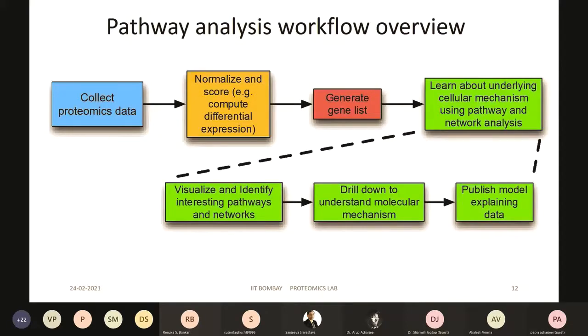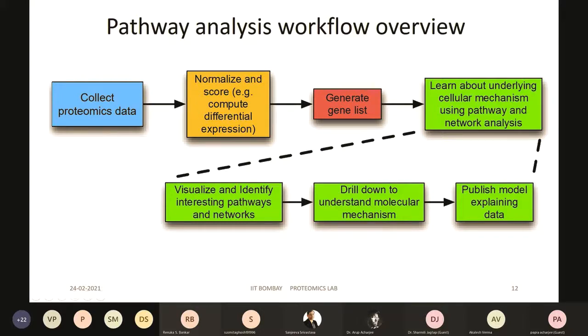So a pathway overview would be, first you collect the proteomics data. It comes from a mass spec. Then, as I think we have already explained to you in a previous session, you can normalize the score and compute the differential expression. All these things can be done on MetaboAnalyst and MaxQuant. Then you generate a gene list. Then you learn the underlying cellular mechanism. Then you identify and visualize the networks. Then you try to understand the molecular mechanism. This is where you start generating a hypothesis. Mostly when you are doing a mass spec experiment, these are LFQ studies, which are mostly discovery driven.